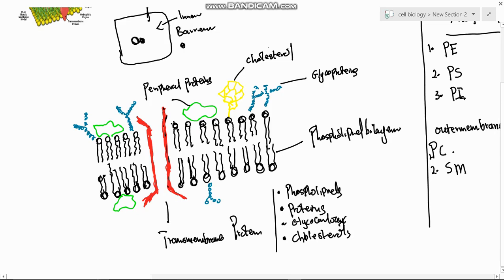So now let's talk about the phospholipid. Normally the plasma membrane consists of a phospholipid bilayer, so we can see that this is the structure of the phospholipid per the diagram. So it's a phospholipid bilayer. There are two layers that are made up of phospholipids, and every phospholipid is made up of a tail and a head.